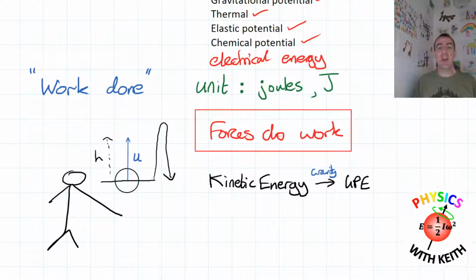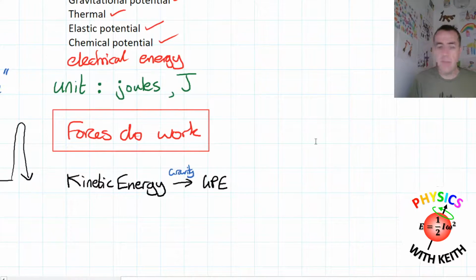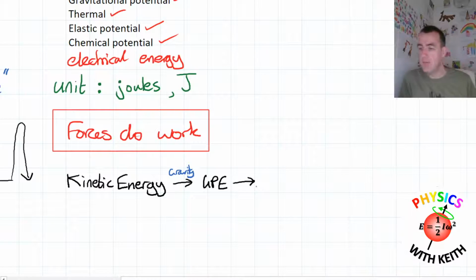So kinetic energy, gravity transfers that to gravitational potential energy. What happens next? And I might have to scroll a little bit sideways for this. Fortunately, I can do that. So what happens next? It's not the end of the story.